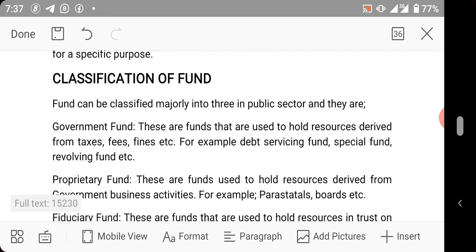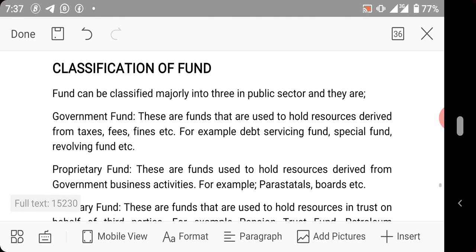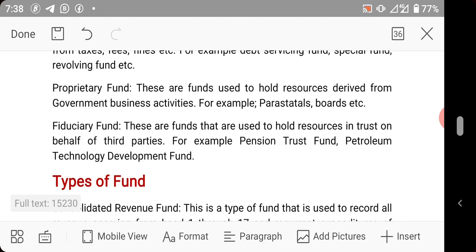Classification of fund. Funds can be classified majorly into three. We have government fund, proprietary fund, and fiduciary fund. I will explain them. Government funds are funds that are used to hold resources derived from taxes and fees collected for the government. Proprietary funds are funds used to hold resources derived from government business activities, for example, parastatals. Fiduciary funds are funds that are used to hold resources in trust on behalf of third parties, for example, pension trust fund.